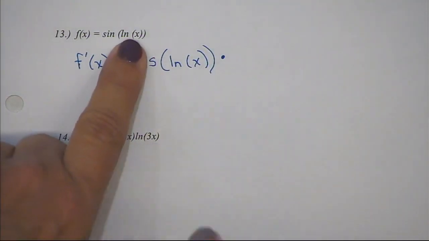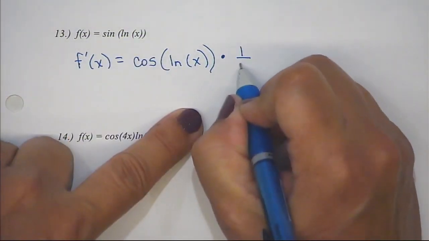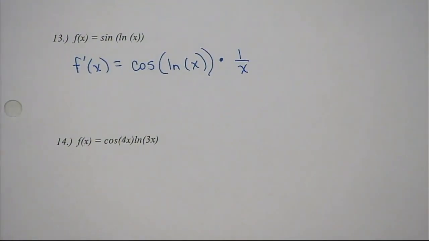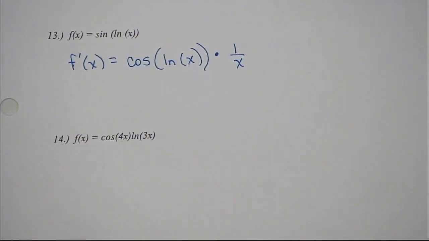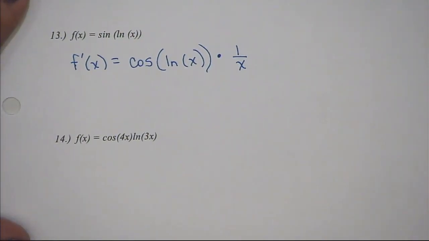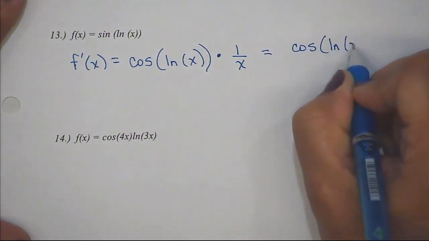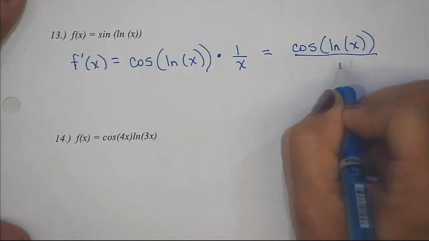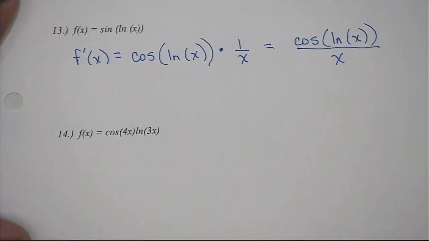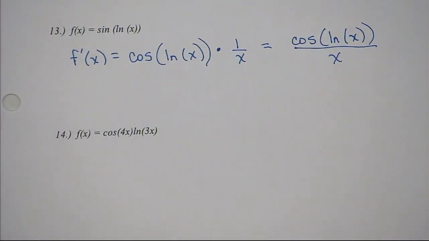And the derivative of the natural log of x is just 1 over x. That's its derivative. And that's fine to leave it like that. If you want to clean it up, all you could do is write it all together as one fraction. You could do that, but you don't have to. Okay?